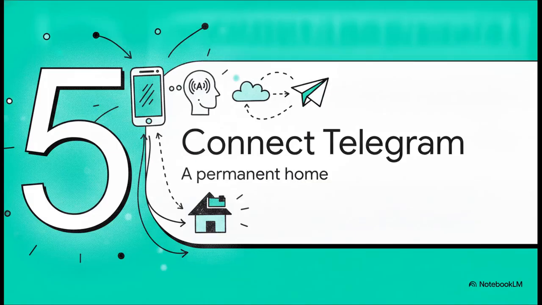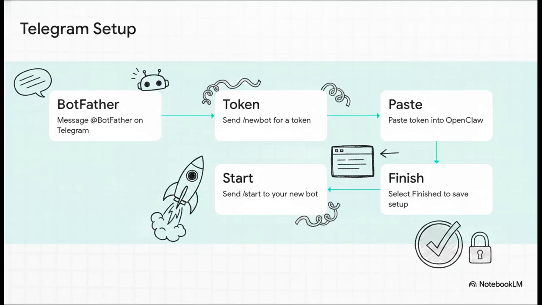Section 5. Connecting your Telegram assistant, giving your agent a permanent home. So, Telegram is highly recommended as the absolute cleanest starting point for developers. And here is how smoothly this integration goes. Step 1. Message the official @BotFather on Telegram. Step 2. Send the command /newbot to generate your secure bot token. Step 3. Paste that exact token right into OpenClaw's channels menu in your terminal UI.